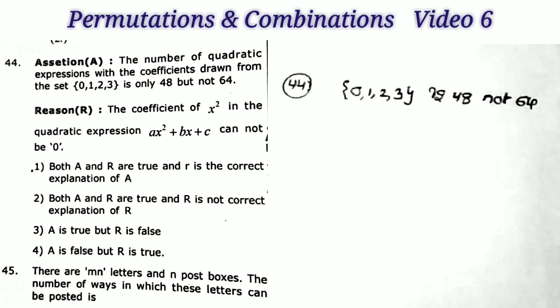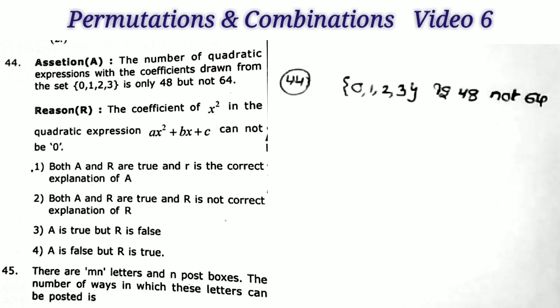The number of quadratic expressions with the coefficients drawn from the set 0, 1, 2, 3 is only 48 but not 64. This is the assertion, and what is the reason given here? The coefficient of x square in the quadratic expression ax square plus bx plus c cannot be 0. So, here two statements are given. We have to tell which of the statements is true and what is the relation between the statements.